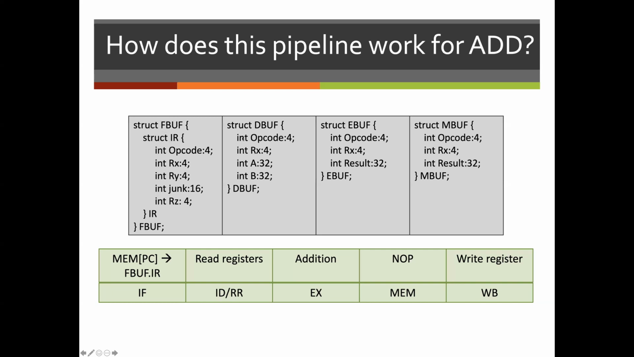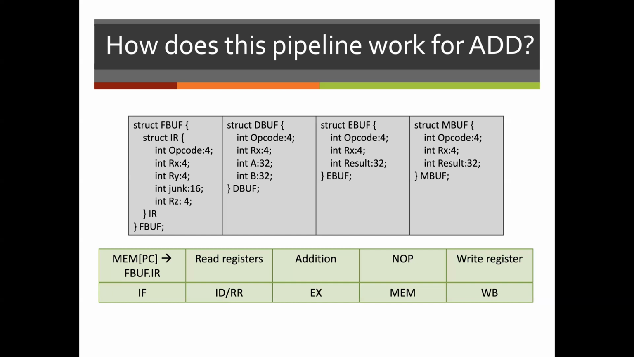For our DEBuff, what we need to represent is the opcode, our X register, our value for A, and our value for B, and that will represent what we contain in our DEBuff. For EBuff, we have the opcode, register X, and a stored result value. And then for our MBuff, we'll have our opcode, our X register, and an appropriate result.